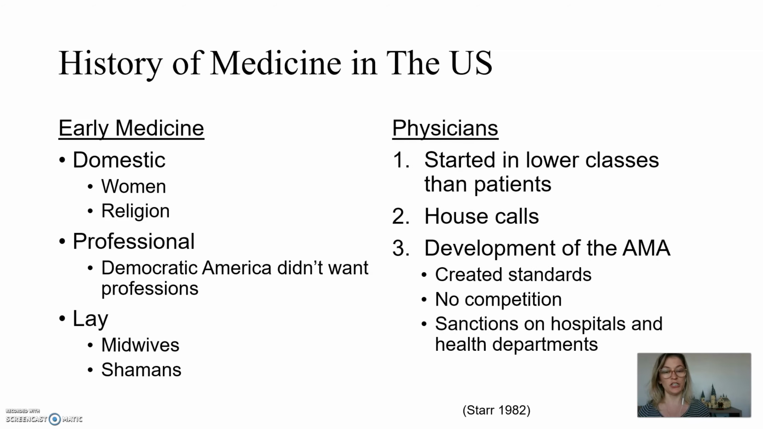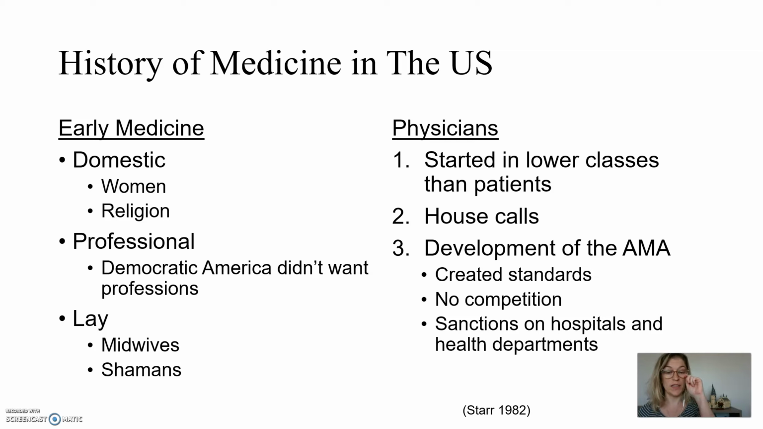So then we end up with the physicians, right? And so physicians in the United States, when they first showed up, because America was kind of anti that whole profession, started in a much lower class than patients. They were making house calls. And so they would spend all the effort and the money up front to go and help people because they had the knowledge to do so. And so often doctors were of much lower classes than the people that they were treating.